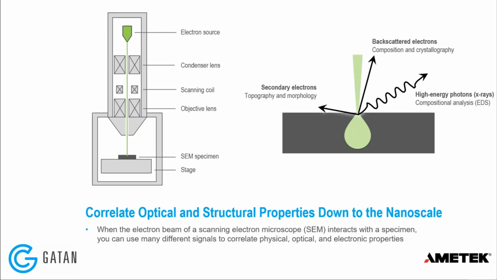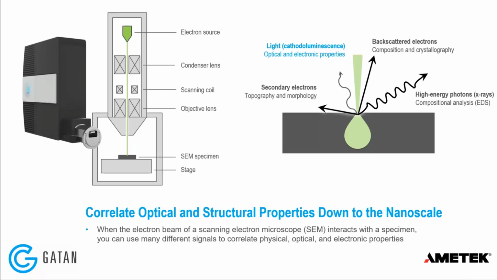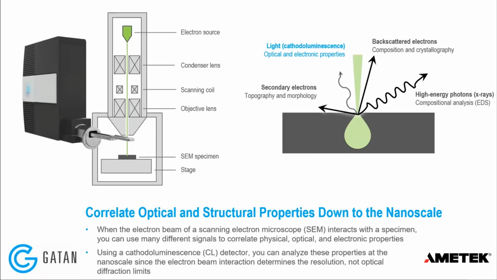But there is another signal that we often ignore as microscopists, and that's a signal that is cathodoluminescence, and it's light. That light that's emitted, it's part of the electromagnetic spectrum, infrared, visible, and ultraviolet wavelengths, gives us information about the optical and electronic properties. And when we attach a cathodoluminescence detector to the side of the microscope, we're able to analyze the properties of the light that are emitted.